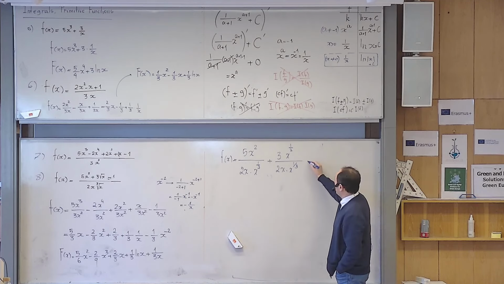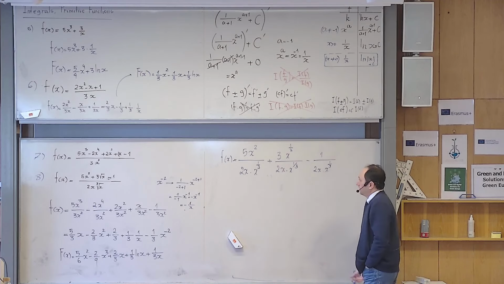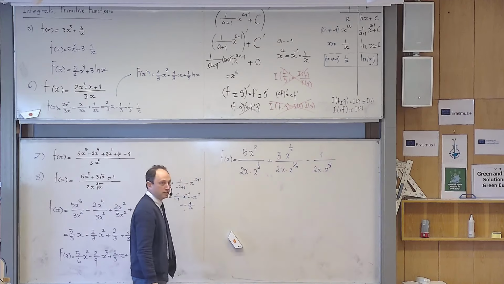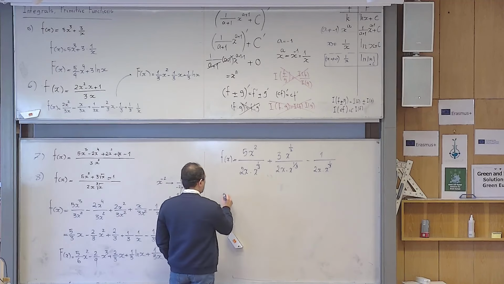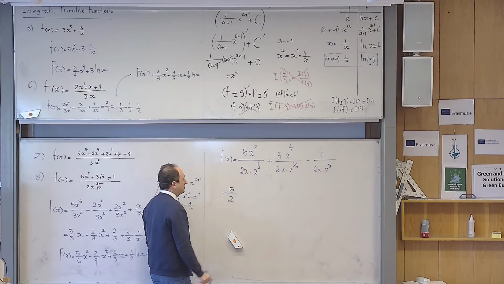And finally, minus 1 over 2x, x to the power of 1/3. And the rest of it is math 1c, to be honest, because that is simplifications. Yeah, so what should I do? This is 5 over 2. I write it in a way that it becomes transparent. And you do this in your head.